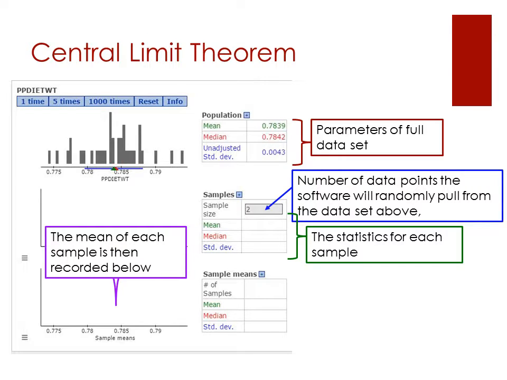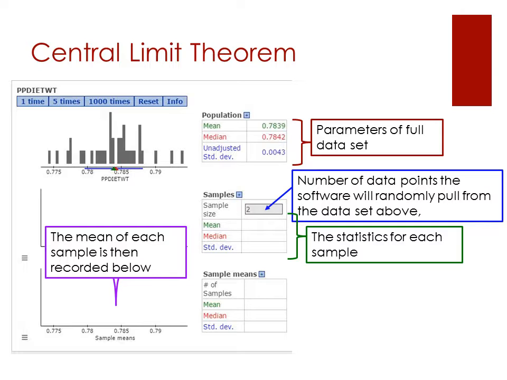Now what's going to happen is the software is going to pull a sample from the full data set above, plotting them on that middle graph. Then once it's plotted those data points, it's going to calculate the mean for that particular sample. Notice that's the sample mean. It's then going to take each of those and plot them in the graph on the bottom. That will become the sampling distribution of the sampling mean.